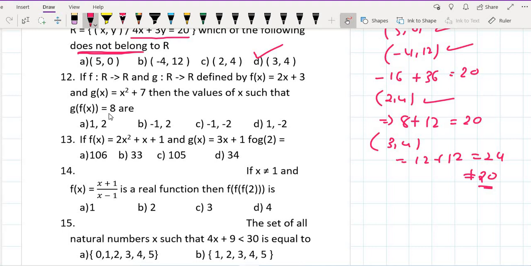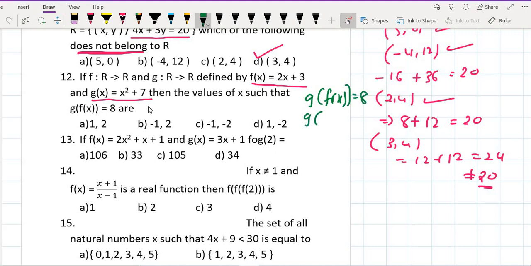Consider next question. f is a relation from R to R, real to real, defined by f of x equal to 2x plus 3, g of x is equal to x square plus 7. Then the values of x such that g of f of x, it is composite function, g of f of x equal to 8. This should hold good, okay? Like that you have to calculate. So consider g of f of x. g of f of x, that is equal to 8 given.